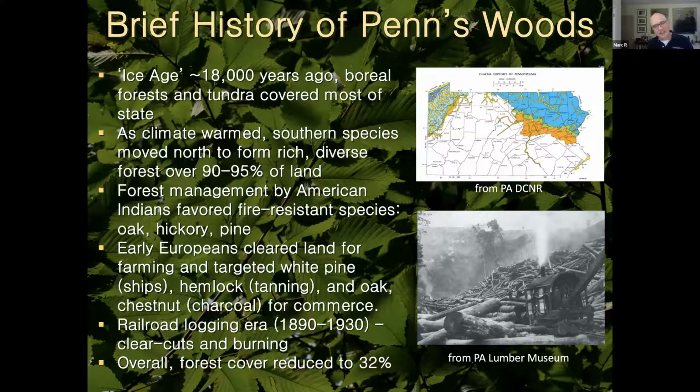During the Ice Age, glaciers covered part of Pennsylvania. This area, which includes most of Southeast Pennsylvania, was tundra and boreal forests, because it was very cold, even though it wasn't covered by glaciers. Then as the climate warmed, southern species slowly moved up over thousands of years, and they formed a rich, diverse forest that covered about 90 or 95% of the land, and that land area includes water bodies.